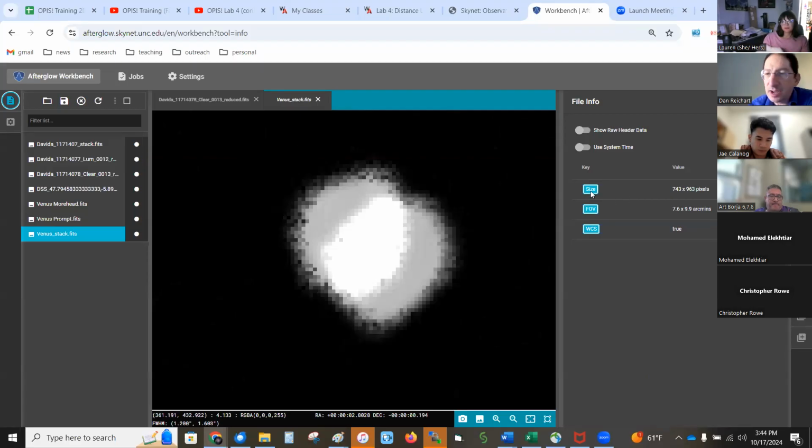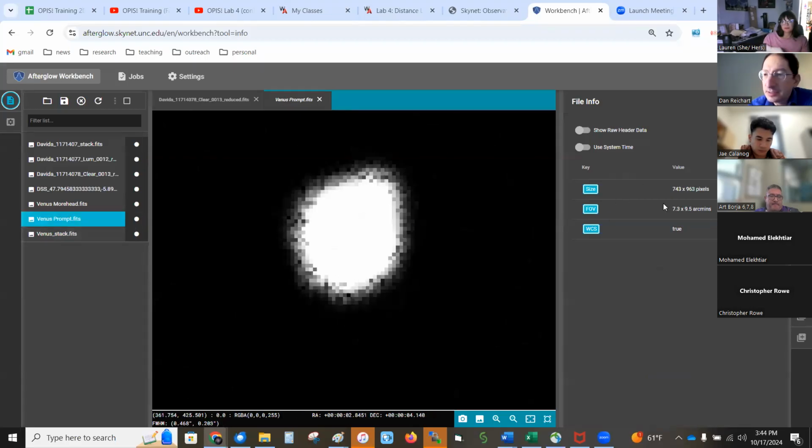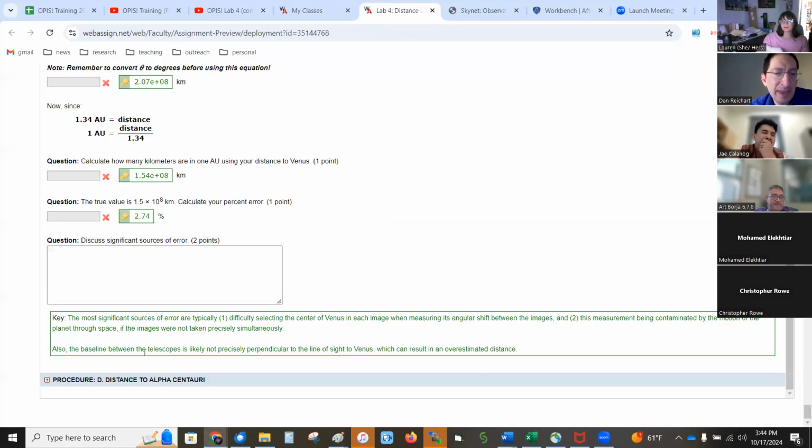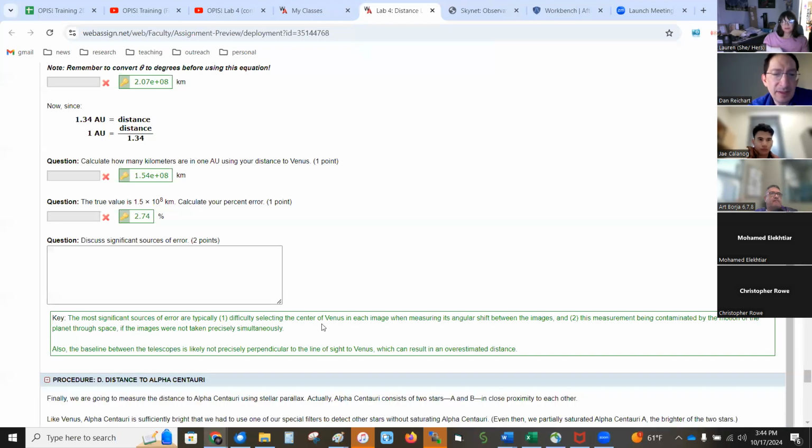It doesn't say because they were doctored. Oh, no, that's the stack. You look at just one here. Under the info, yeah, we don't even have a timestamp because it's old and doctored. But anyway, that's still a source of error if they weren't taken exactly the same. And again, the baseline between the telescopes may not be precisely perpendicular to Venus. They get 2 of the 3, great.